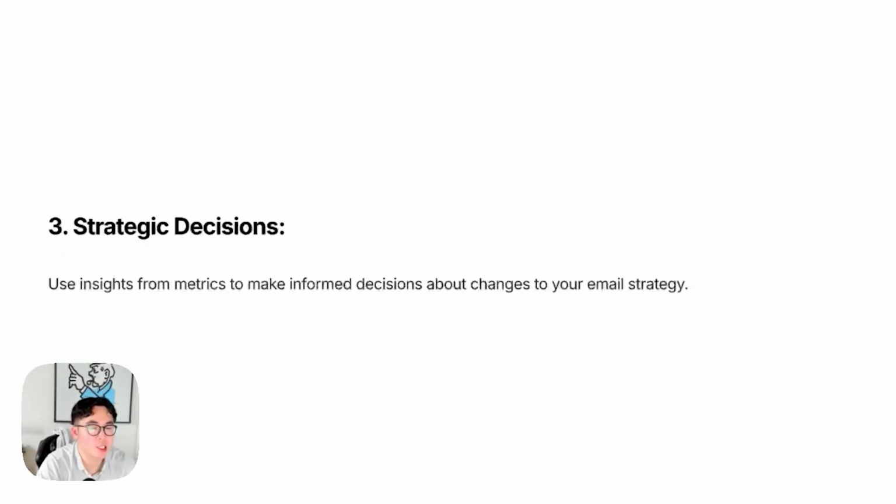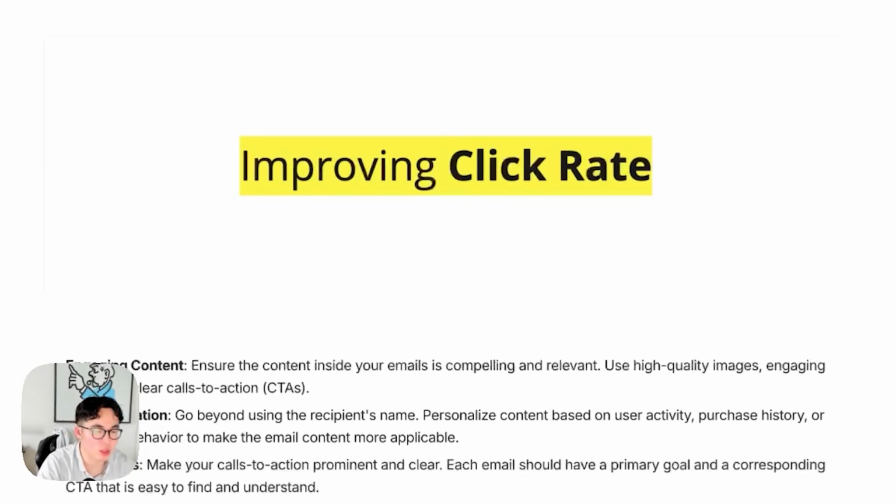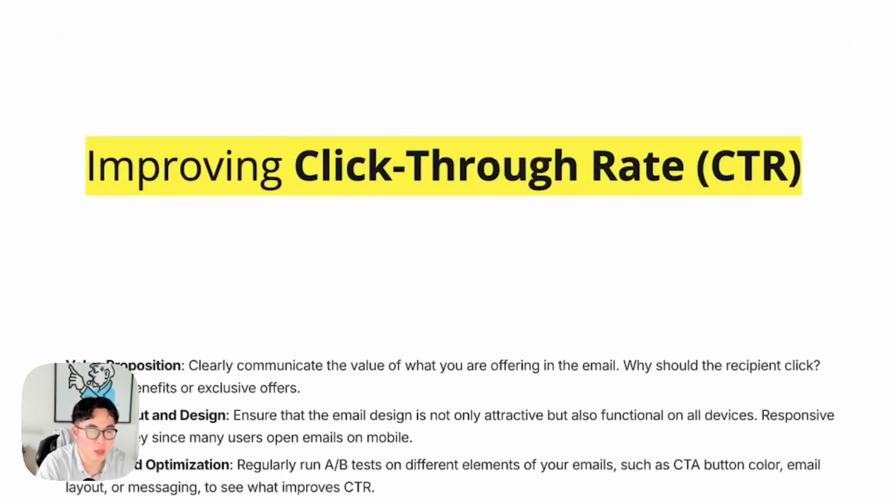Then you want to use strategic decisions. Use insights from metrics to make informed decisions about changes in your email strategy. When it comes to improving open rates, you want to optimize your subject lines, segmentation, and also send time optimization. When it comes to improving your click-through rate, you want more engaging content, more personalization, and also clearer CTAs. Improving click-through rate comes down to your value proposition, email layout, and design, and then also, again, testing and optimization.